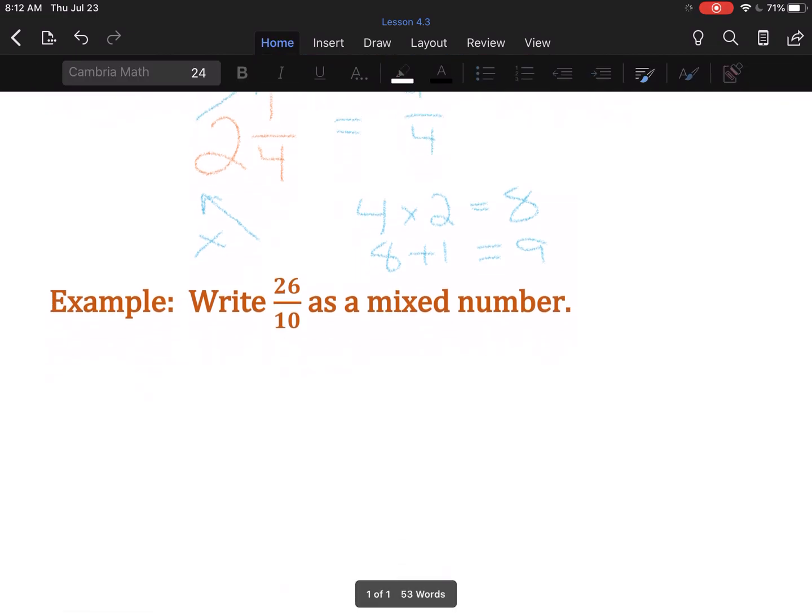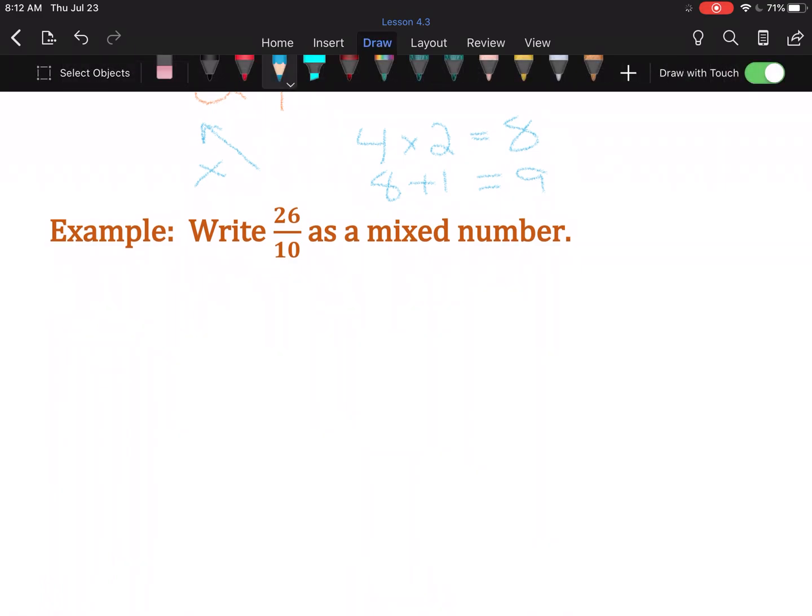To go the other way, to go to a mixed number from an improper fraction, what we need to do is take the numerator, 26, and divide it by the denominator. Every fraction, by the way, can be done this way to figure out what it is equal to as a decimal. That's next lesson or 2 lessons from now. But every fraction is just another way of writing division. This is 26 divided by 10.